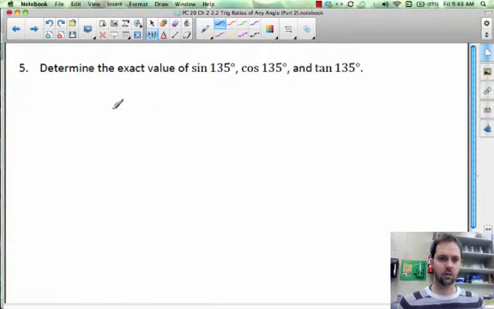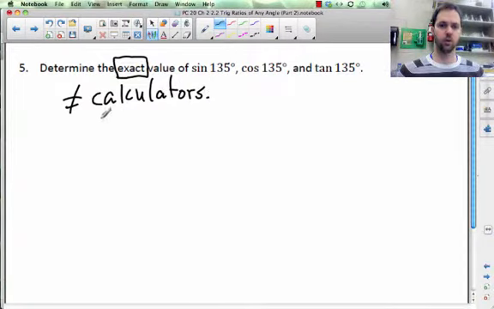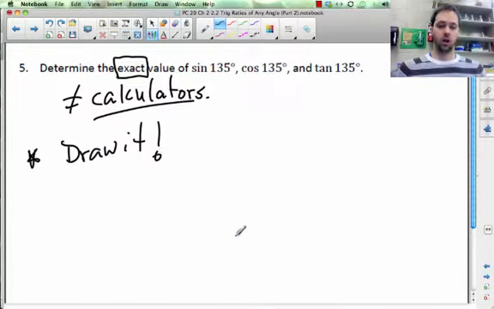Okay, so on to the next question. It says determine the exact value of the 3 primary trig ratios of the angle 135. Now, because it says exact value, that is a key word, we cannot use our calculators here because our calculators will only give us a decimal number that we have to round, and that is not exact. We want to know exact values. So, my first piece of advice to you: draw the angle in standard position.